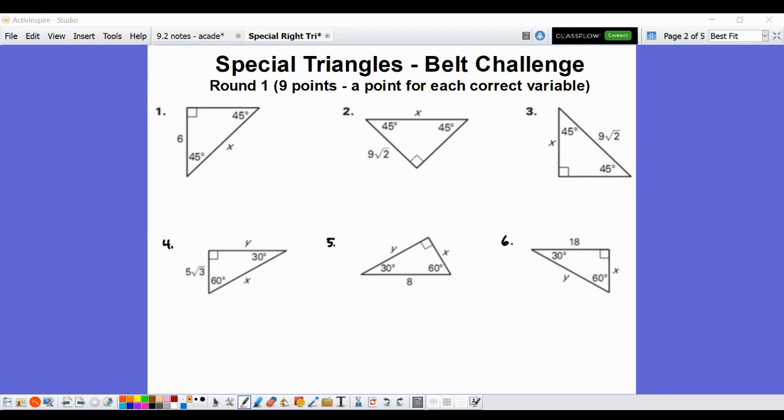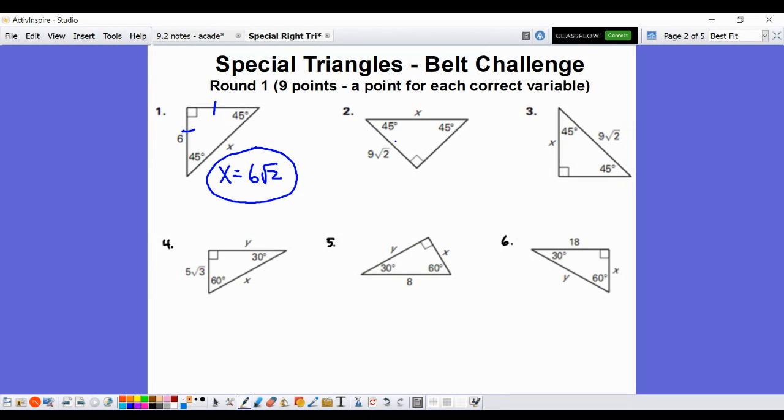So in number 1, we have 6 and 6 here. Therefore, to go from the leg to the hypotenuse, you take that leg, multiply it by the square root of 2. Final answer, x equals 6 square roots of 2.